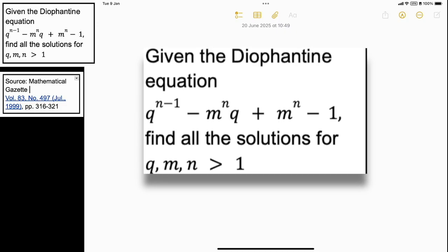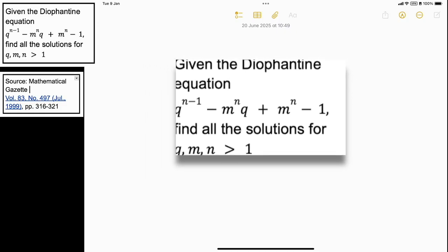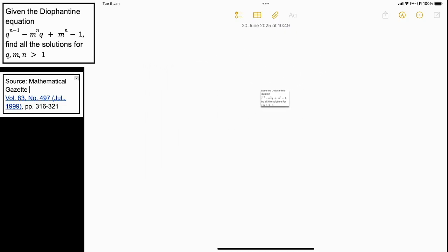Here's the problem. Given this Diophantine equation, n to the power n minus 1 minus m to the power n q plus m to the power n minus 1, find all the solutions for q, m, and n greater than 1. Again, I didn't look into the solution for this problem, so it will be a little bit of thinking from my side and exploring different approaches. As usual, I don't really know the right solution, so my solution here might be completely wrong. But that's okay. I want to show the way I solve the problem and see where we can progress. So let's start.